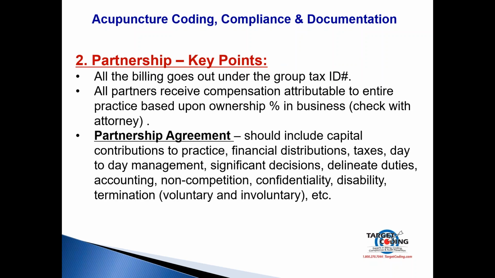Next, partnership. Maybe you want to go partners with an acupuncturist. So in that case, all the billing will go out under the group tax ID number. All the partners in the practice will receive compensation attributable to the entire practice based on ownership. So let's say you own 70% of the practice and the acupuncturist owns 30%. And now you get a check in the mail from an insurance company for $100. Well, you get 70, the acupuncturist gets 30. Again, check with a lawyer. Make sure it's okay. Check with your accountant.